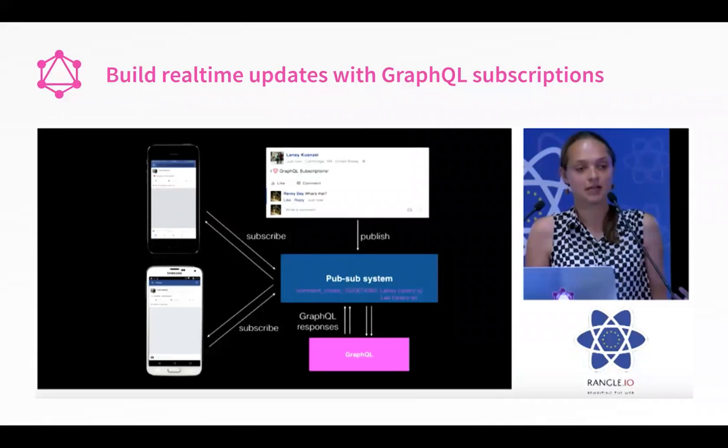So for example, Facebook's example is always somebody liked a post and you want to show people in real time on their page that that post was liked. They already internally have some sort of pub sub system, which is sending around these messages when certain things are liked or updated. And so they hook into that and basically automatically run a GraphQL query for you and push that result to the client.